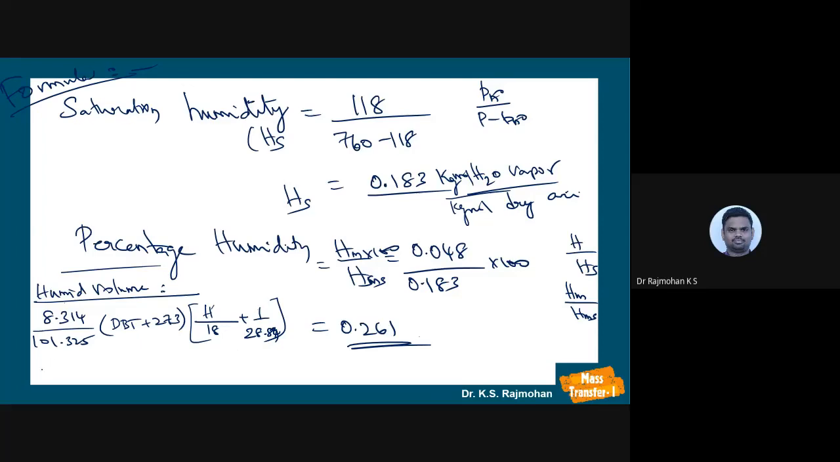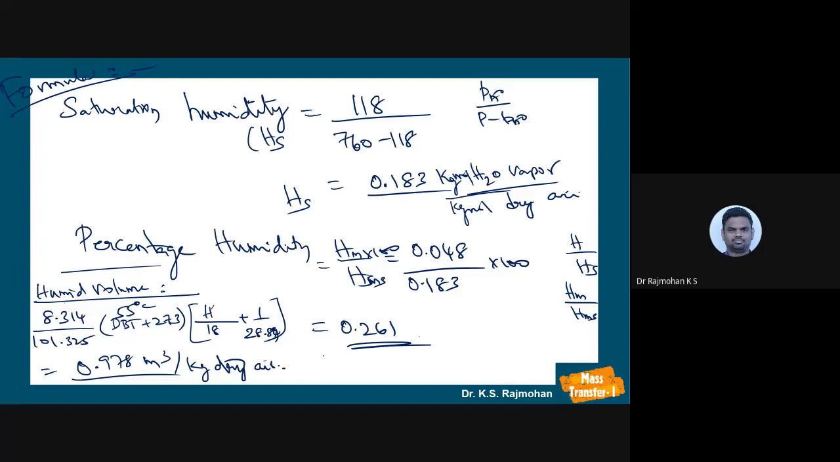So this will give us, if you substitute dry bulb temperature is 55 degrees Celsius, right? If you substitute that, you will get humid volume value 0.978 meter cube per kg of dry air. Okay, so that is the formula to determine humid volume.